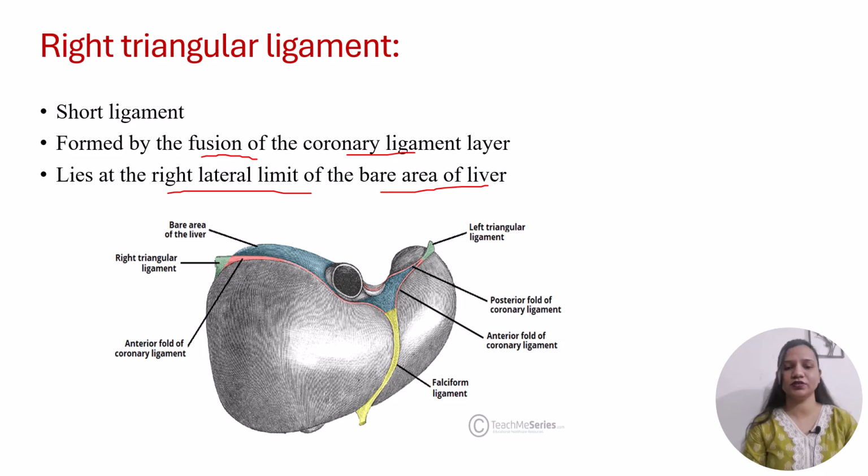As you can appreciate here, this is the right triangular ligament. We are seeing the small portion of the right triangular ligament which forms the right boundary of the bare area of the liver. The bare area is present on the posterior surface. So, this is the right triangular ligament.